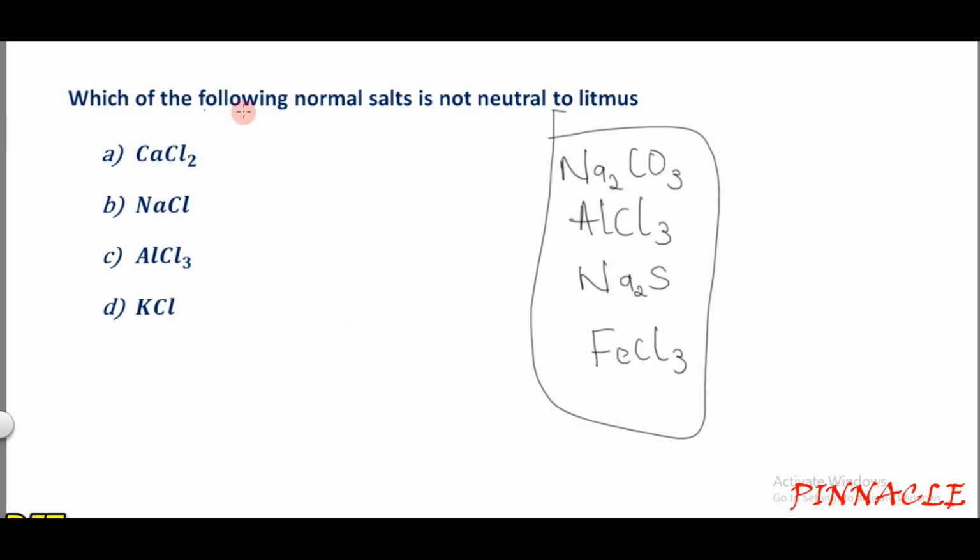So the question again is, which of the following normal salts is not neutral to litmus? So calcium chloride is neutral to litmus, sodium chloride is neutral to litmus, aluminum chloride is not neutral to litmus. So this is the answer, because the question says which of the following salts is not neutral to litmus. So aluminum chloride is not neutral to litmus. Alright, so all these examples are not neutral to litmus: sodium trioxocarbonate(IV), aluminum chloride, sodium sulfide, iron(III) chloride. They are normal salts but are not neutral to what? To litmus. Alright.